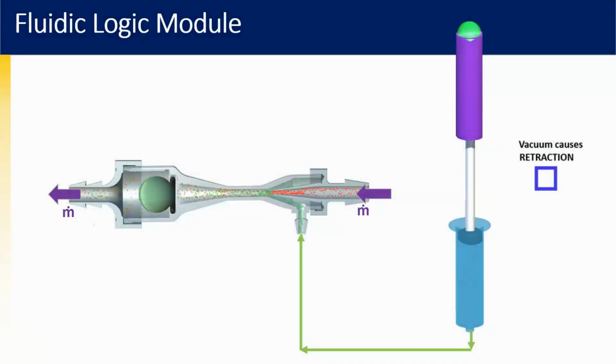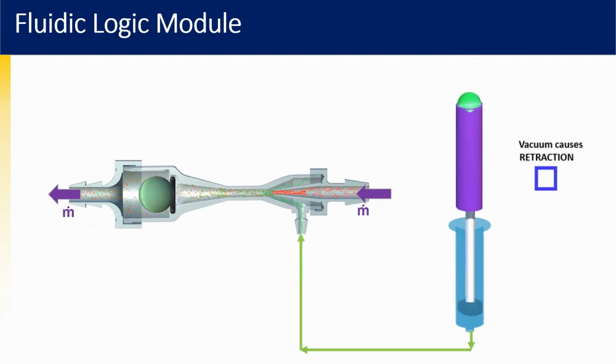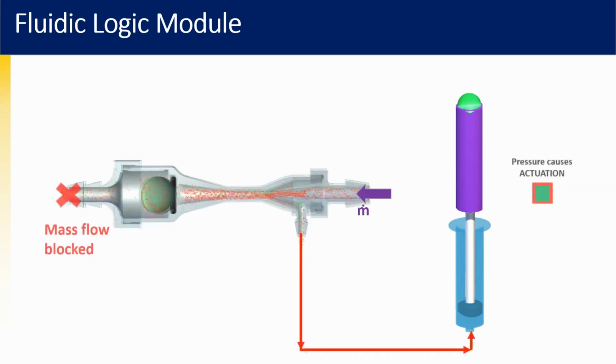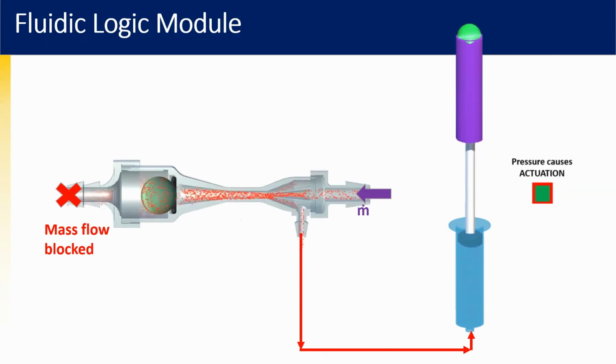To enable this concept, we construct an intermediate circuit element that can generate an actuation signal based on the state of mass flow through the circuit element. We call this circuit element a fluidic logic module. As you can see here, when the mass flow is enabled to the inlet and the outlet, it generates vacuum in the signal line, thus causing retraction of the actuator. When the mass flow at the outlet is blocked, but the mass flow at the inlet is still enabled, it generates positive pressure at the signal line, thus causing actuation.